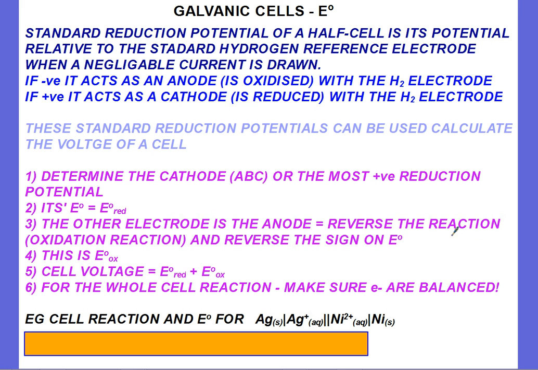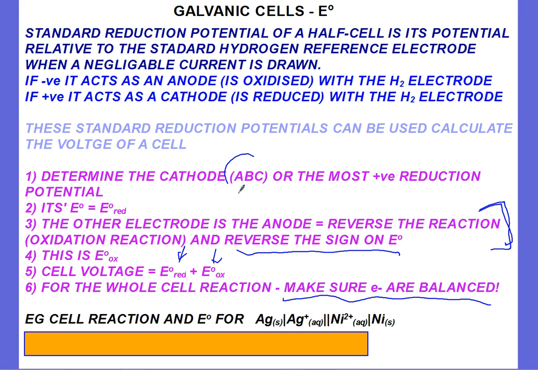The main one is once you figure out the anode, you have to reverse the reaction because the reactions on the reduction potential sheet are all reductions. The anode is an oxidation reaction, therefore you must reverse the anode reaction, and therefore you must also reverse the sign of the anode reaction as well. Then you just add the reduction potential plus the oxidation potential, and that gives you the cell voltage. When you're calculating the whole cell reaction as well, make sure electrons are balanced in both half equations before you put them together to make the overall cell reaction.